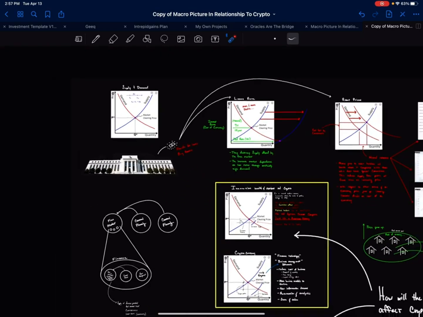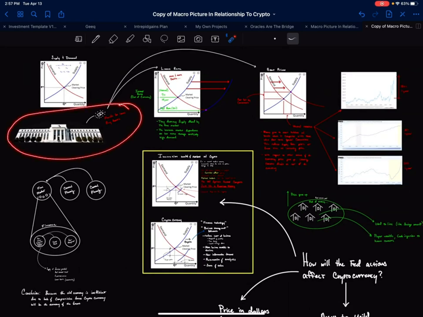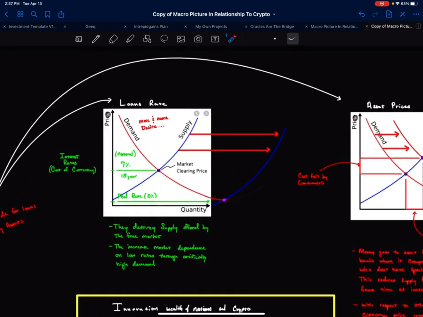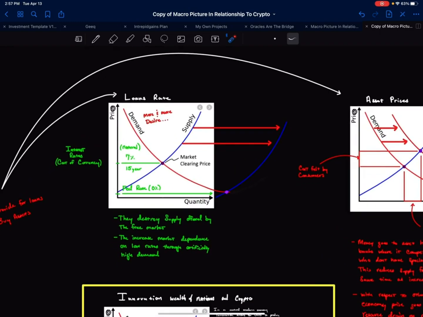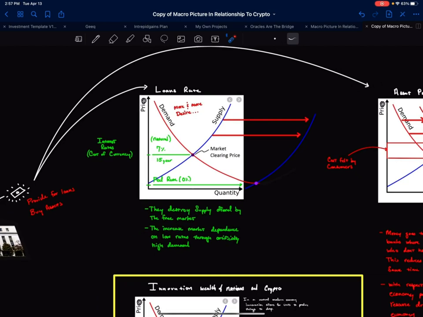So how does this whole central planning, this money that comes out of nowhere, affect the economy, and then later down the line, how will it affect crypto? Let's go with the loan rates. One of the things the Federal Reserve does is control the interest rates of loans. That is basically the cost of currency, the cost of money. It's how much someone's willing to charge in order to give you their money.